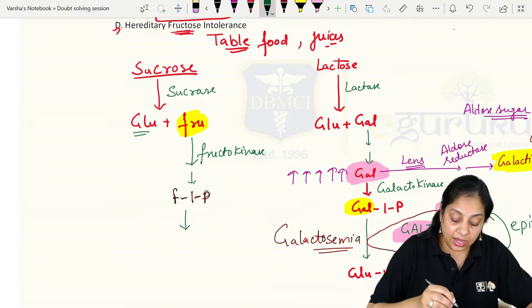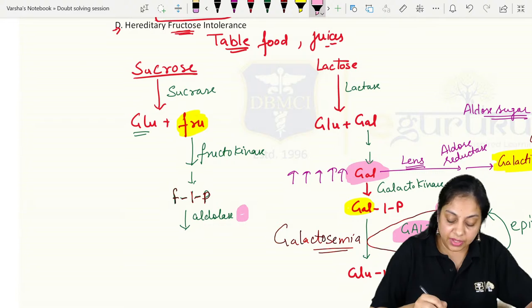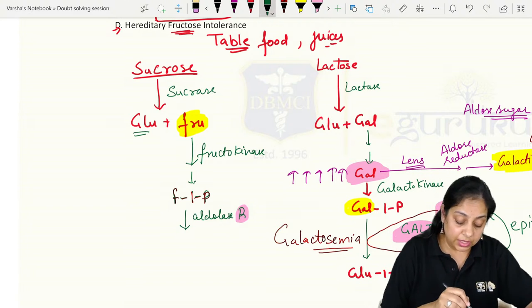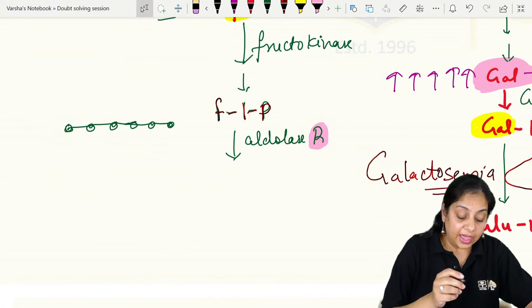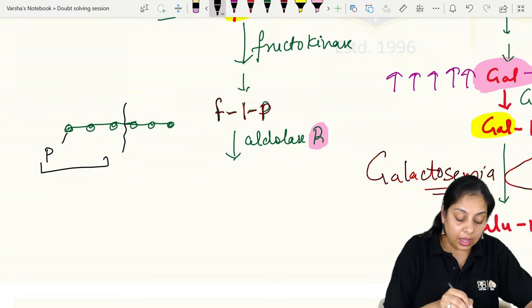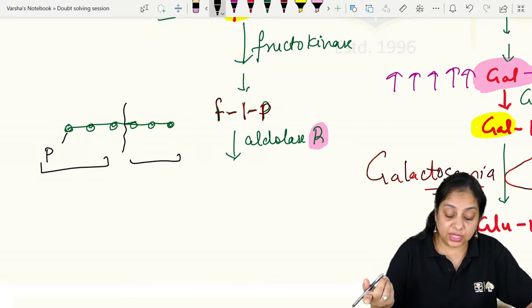cleaved by the enzyme aldolase. There is a specific kind of aldolase here. What is that? Aldolase B. Aldolase B cleaves the fructose 1-phosphate. So it is a 6-carbon thing. These dots are representing the 6 carbons, and on the first position you have the phosphate. So when you break it, one half has the phosphate, another half does not. If you remember glycolysis, what do you get? You get glyceraldehyde 3-phosphate and DHAP, dihydroxyacetone phosphate.